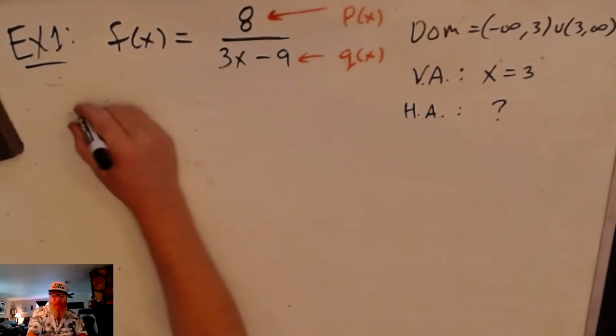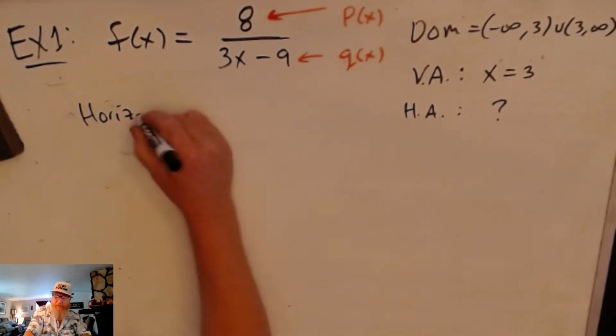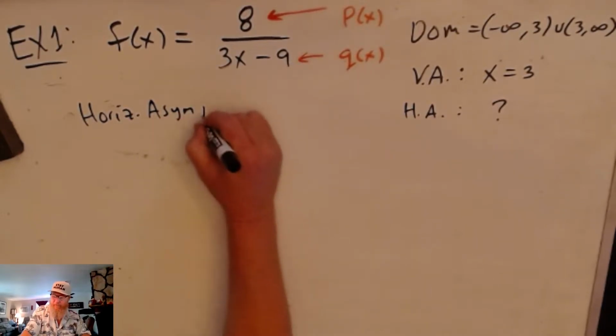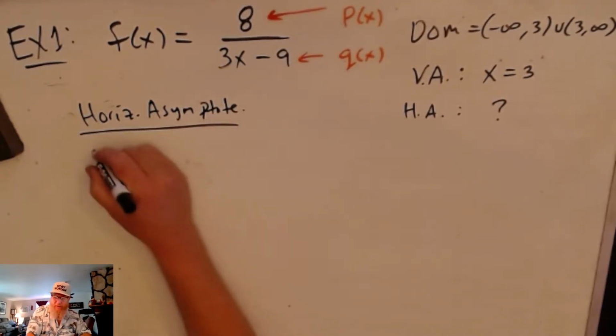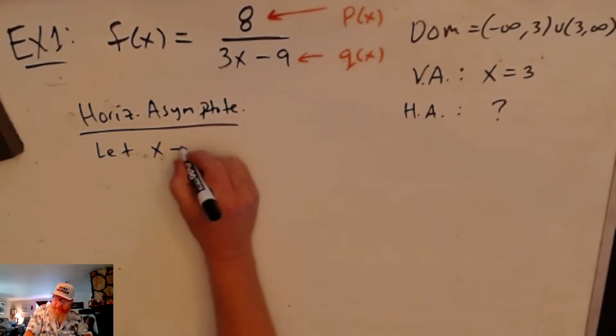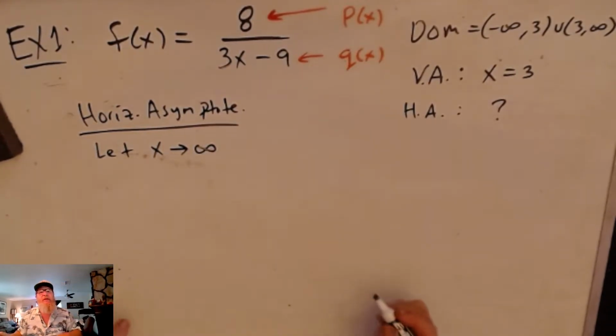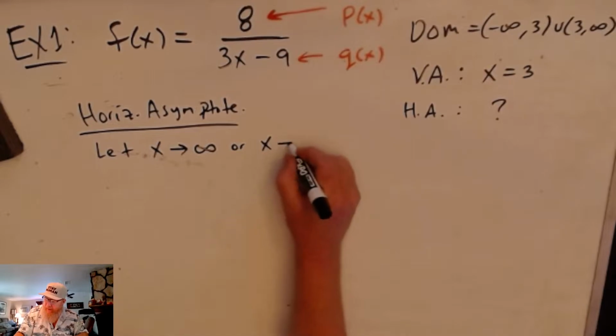All right, for the horizontal asymptote, what we do is we let x get very, very large. Or you can let it get very, very small.